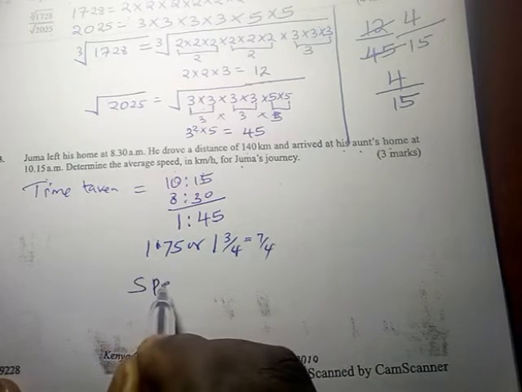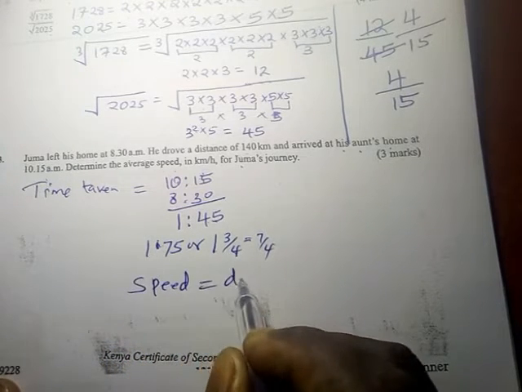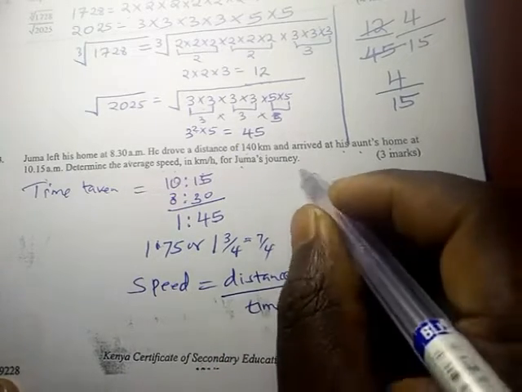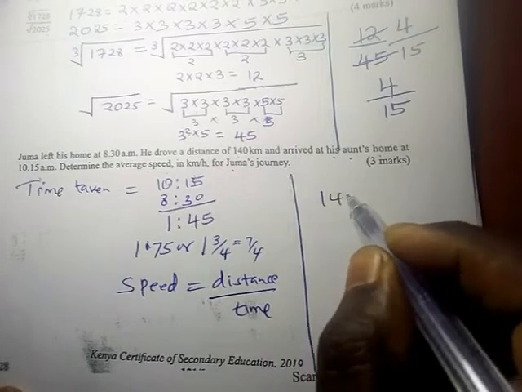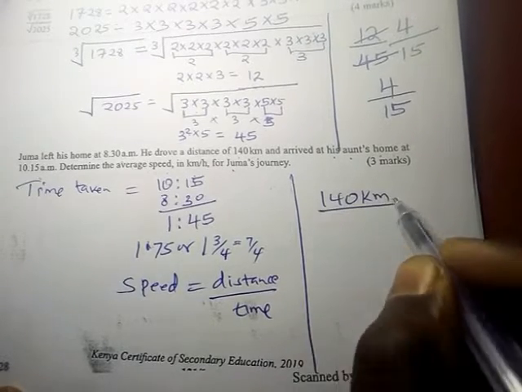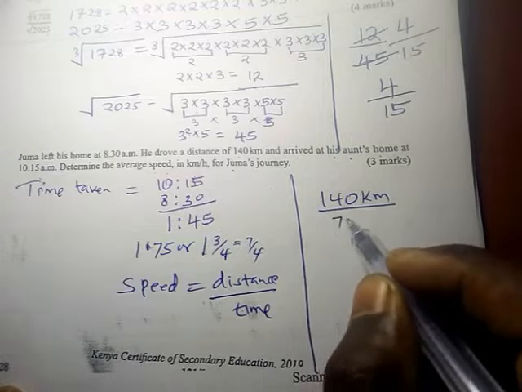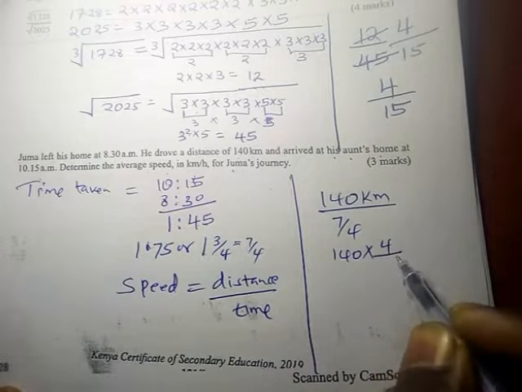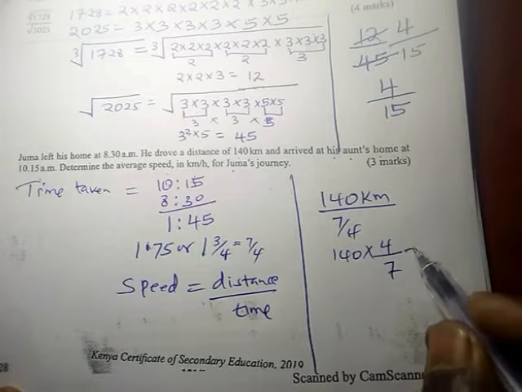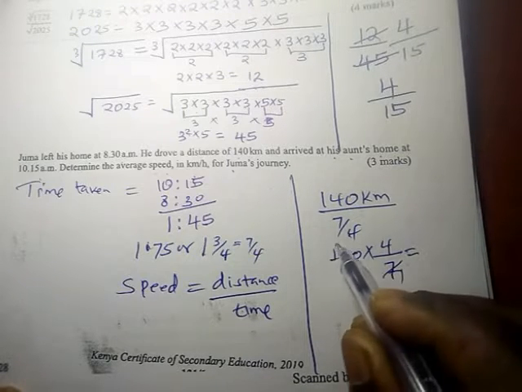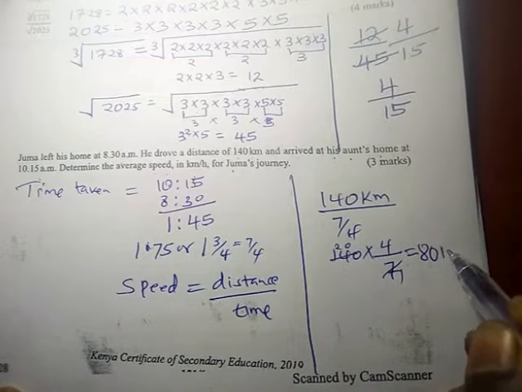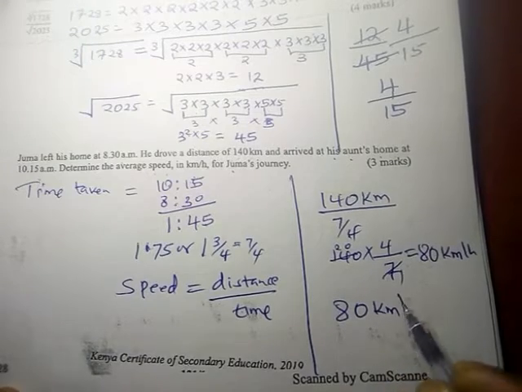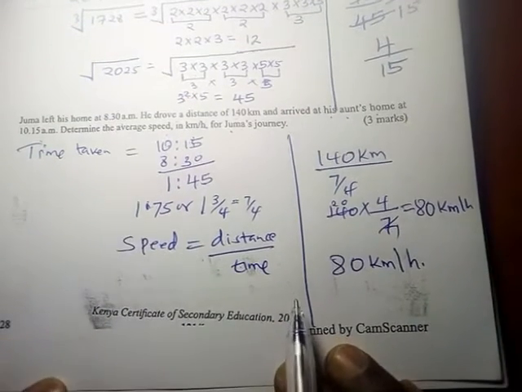We know that the speed is equal to distance over time. Our distance is 140 kilometers. We divide by the time, which is 7 over 4, which is the same as 140 times 4 over 7, the reciprocal of this. And this one here once, here twice. So that is 80 kilometers per hour. 80 kilometers per hour.